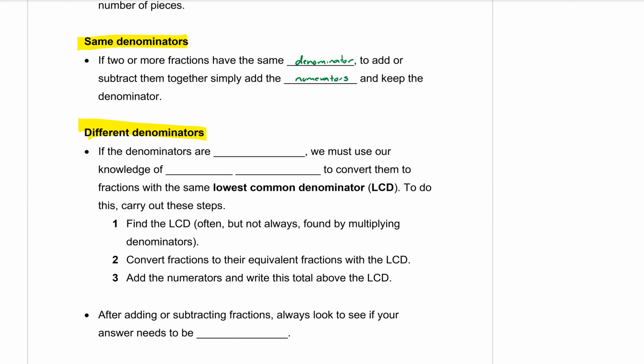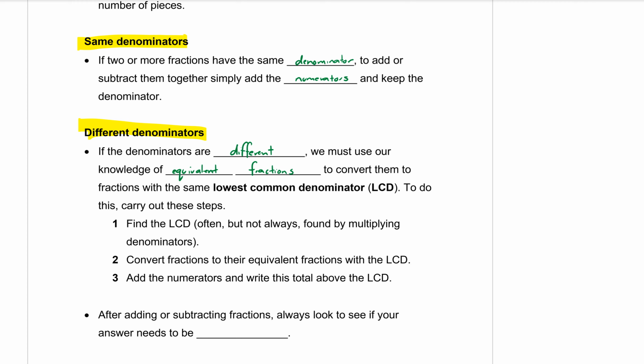However, if we have different denominators, and most of your questions will have different denominators, okay? If the denominators are different, we must use our knowledge of equivalent fractions to convert them to fractions that have the same denominator, or the lowest common denominator. Now, finding a lowest common denominator is the same as finding the lowest common multiple. Okay, so something that we practiced in our last topic.